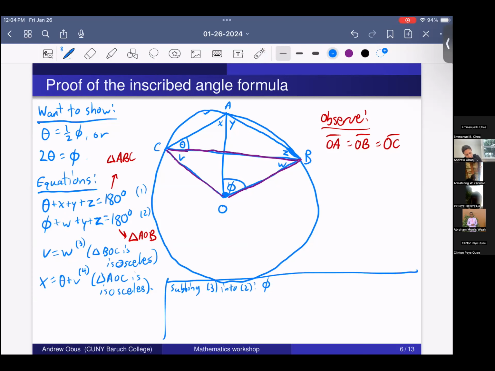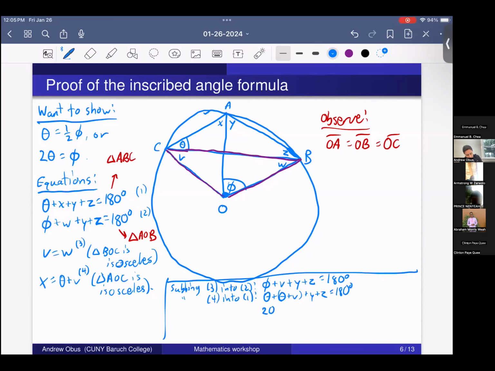I get that phi plus V plus Y plus Z equals 180 degrees. Okay, I'm just replacing the W with a V. I can do that, right? So instead of phi plus W plus Y plus Z, I get phi plus V plus Y plus Z is 180 degrees. Now, likewise, with equation 1 over here, I know that X is equal to theta plus V. So I'm going to make that substitution. I'm going to substitute 4 into 1. So subbing 4 into 1, I get that theta plus V plus Y plus Z equals 180 degrees.